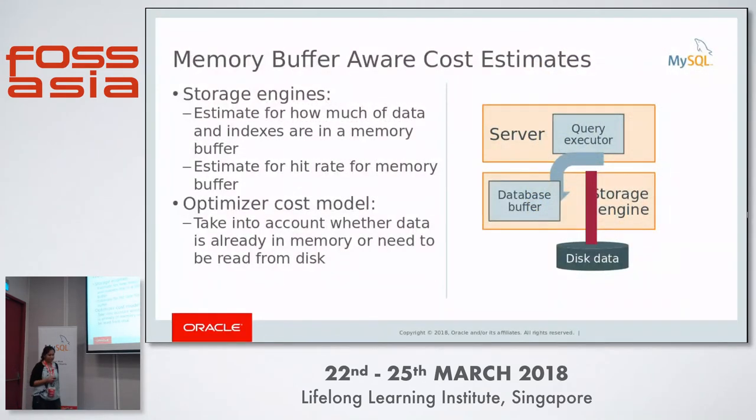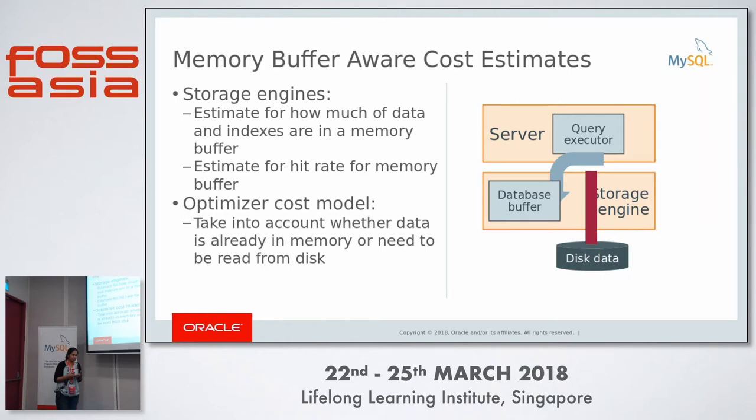So in 5.7 and earlier, for the Optimizer to know if the data is present in memory or on disk, there was no way. The storage engine was not capable of telling how much of the data actually resides in memory or how much resides on disk. So what happens is that you always presume that the data is residing on disk, and based on that, you come up with the costs. So the plan might not always be optimal.